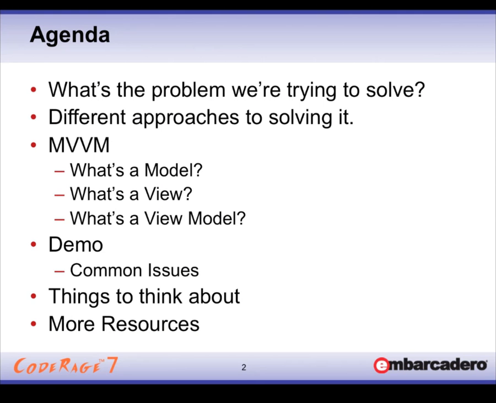Here's the rough agenda. We're going to talk about the problem we're trying to solve and a couple of different approaches to solving it, then drill into Model-View-ViewModel and talk about the component pieces. We'll walk through a simple example application and look at some common problems that you strike. Talk about a few more things to think about when you're starting down this MVVM path, and then look at some more resources.